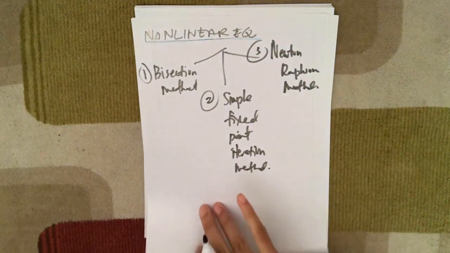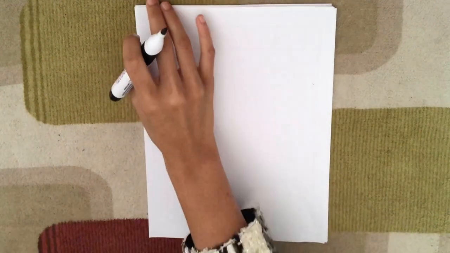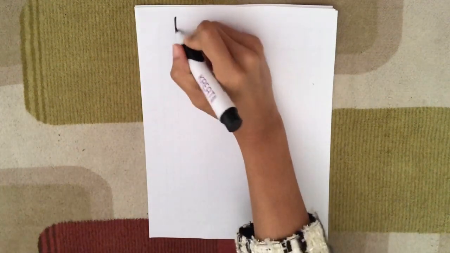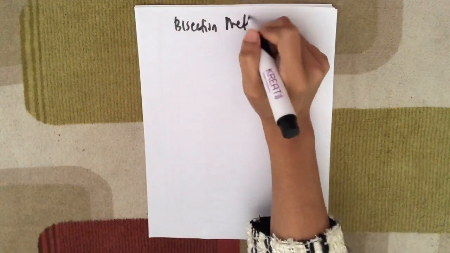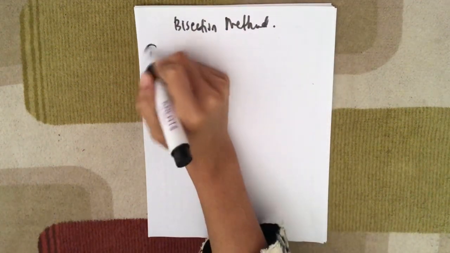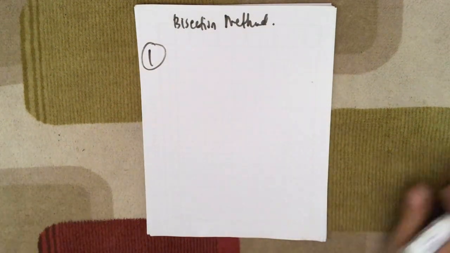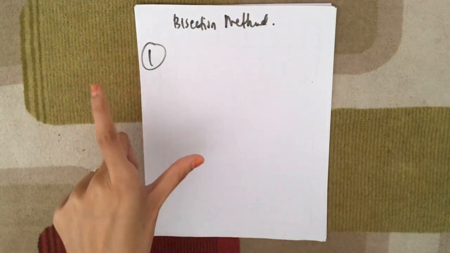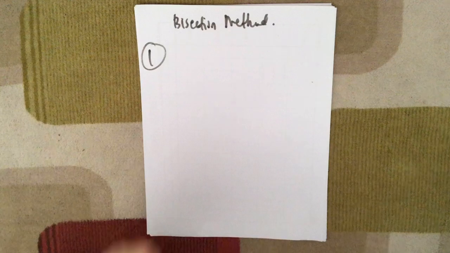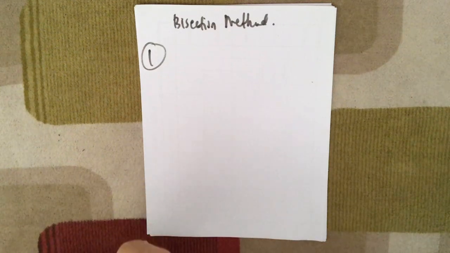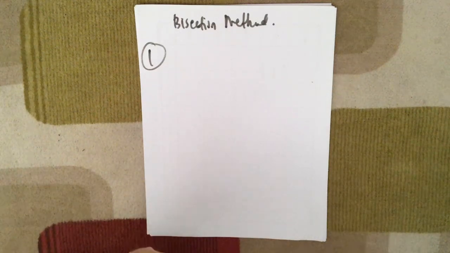In this video I will explain the bisection method. There are several steps in the bisection method. The first step, I just write the steps first. I know that you don't understand what I write yet, but later on I will explain through an example.